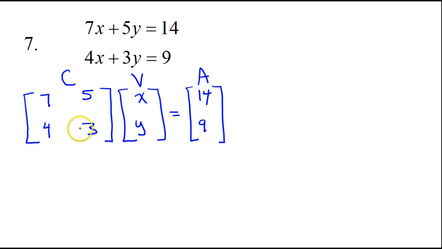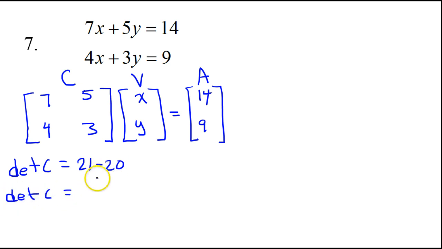Now, in order to solve this matrix equation, I'm going to need the inverse of matrix C. In order to do the inverse of matrix C, I'm going to need the determinant of matrix C. So let me start with that. The determinant is down diagonal minus up diagonal. So that's going to be 21 minus 20. So that means the determinant of matrix C is 1.